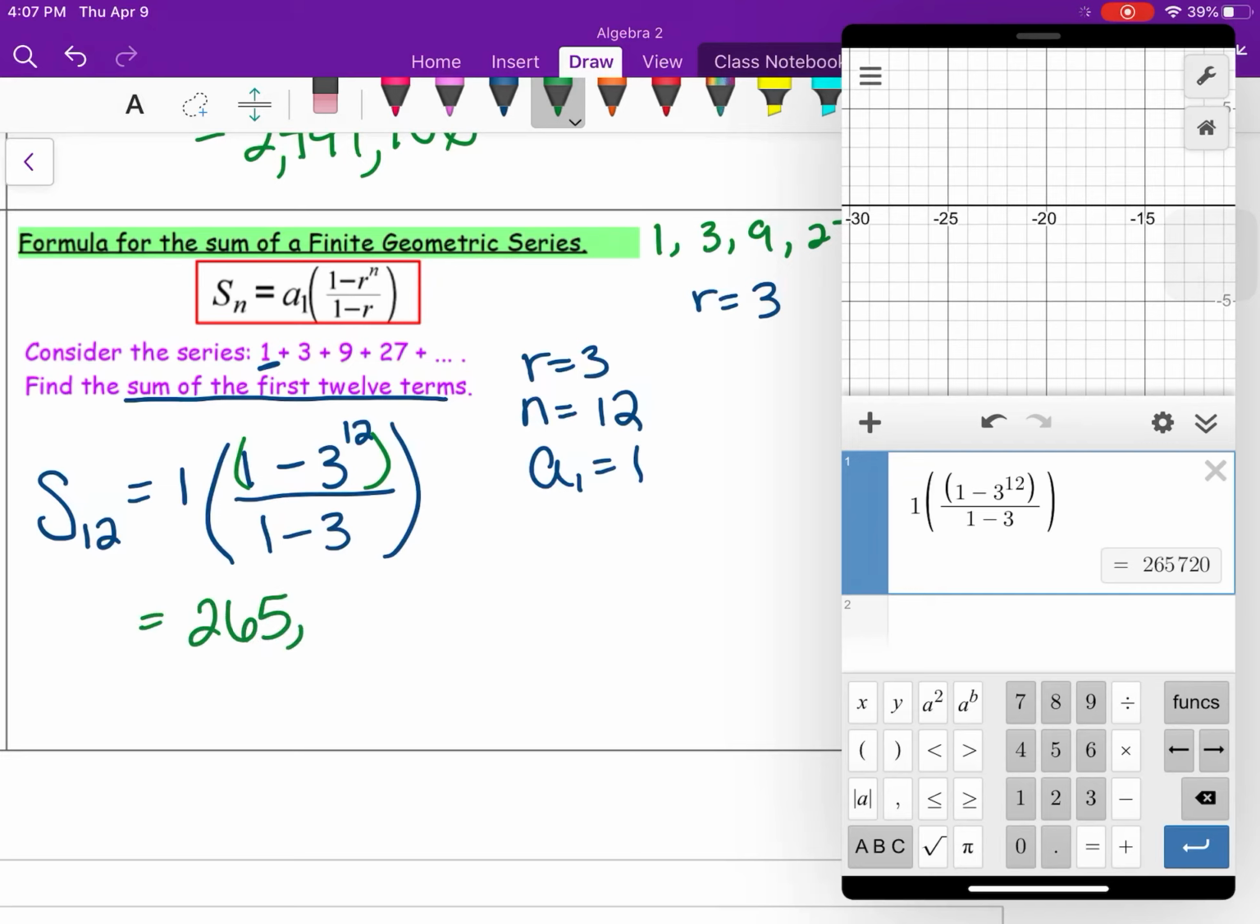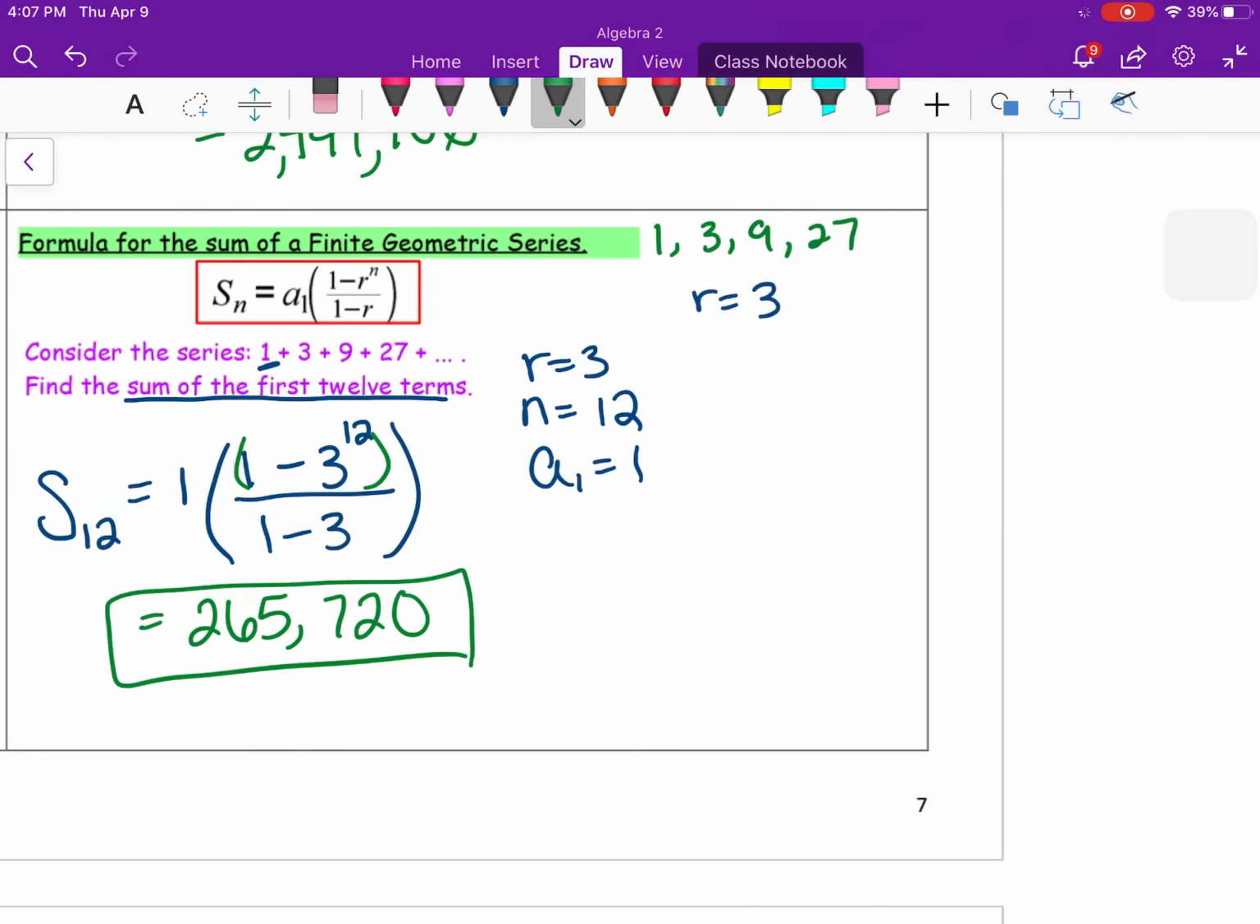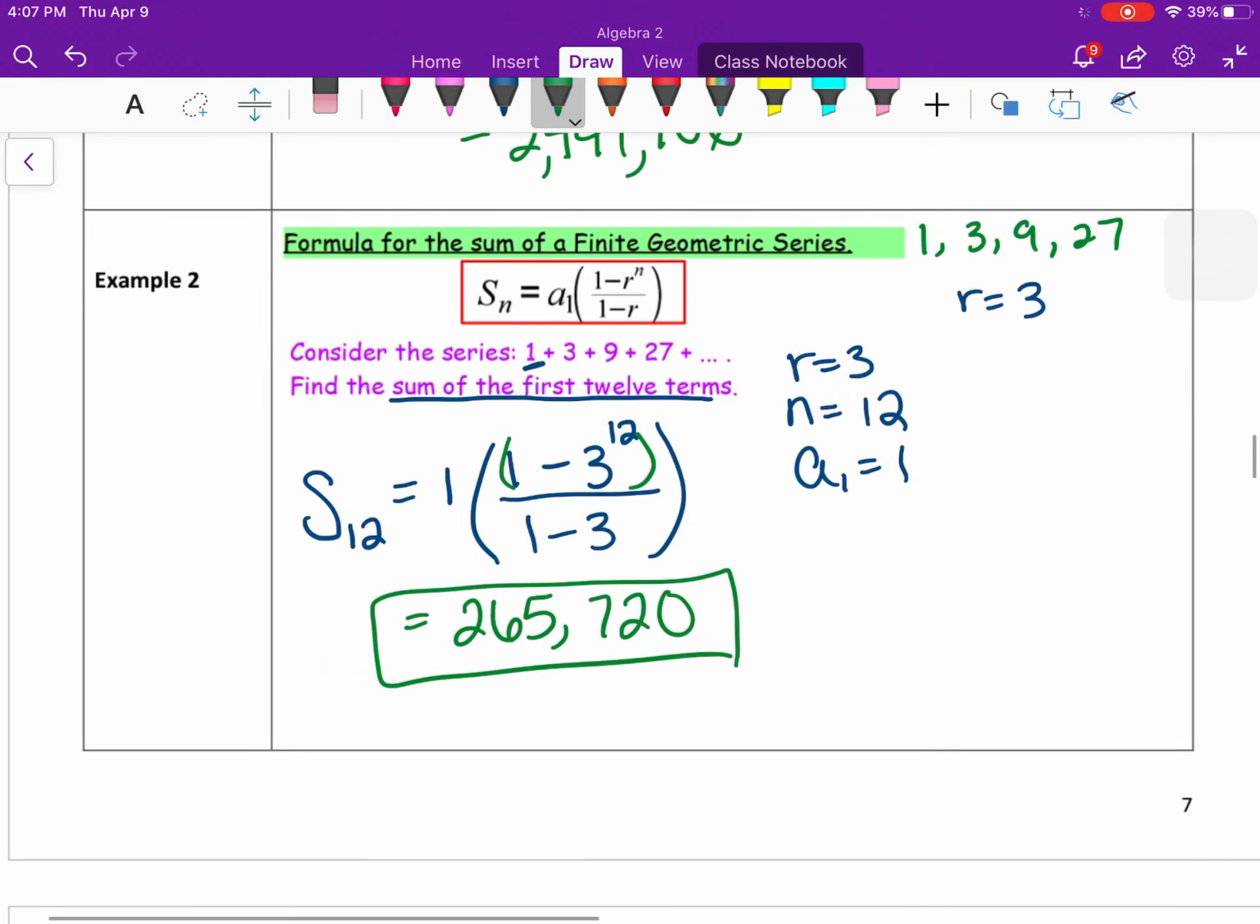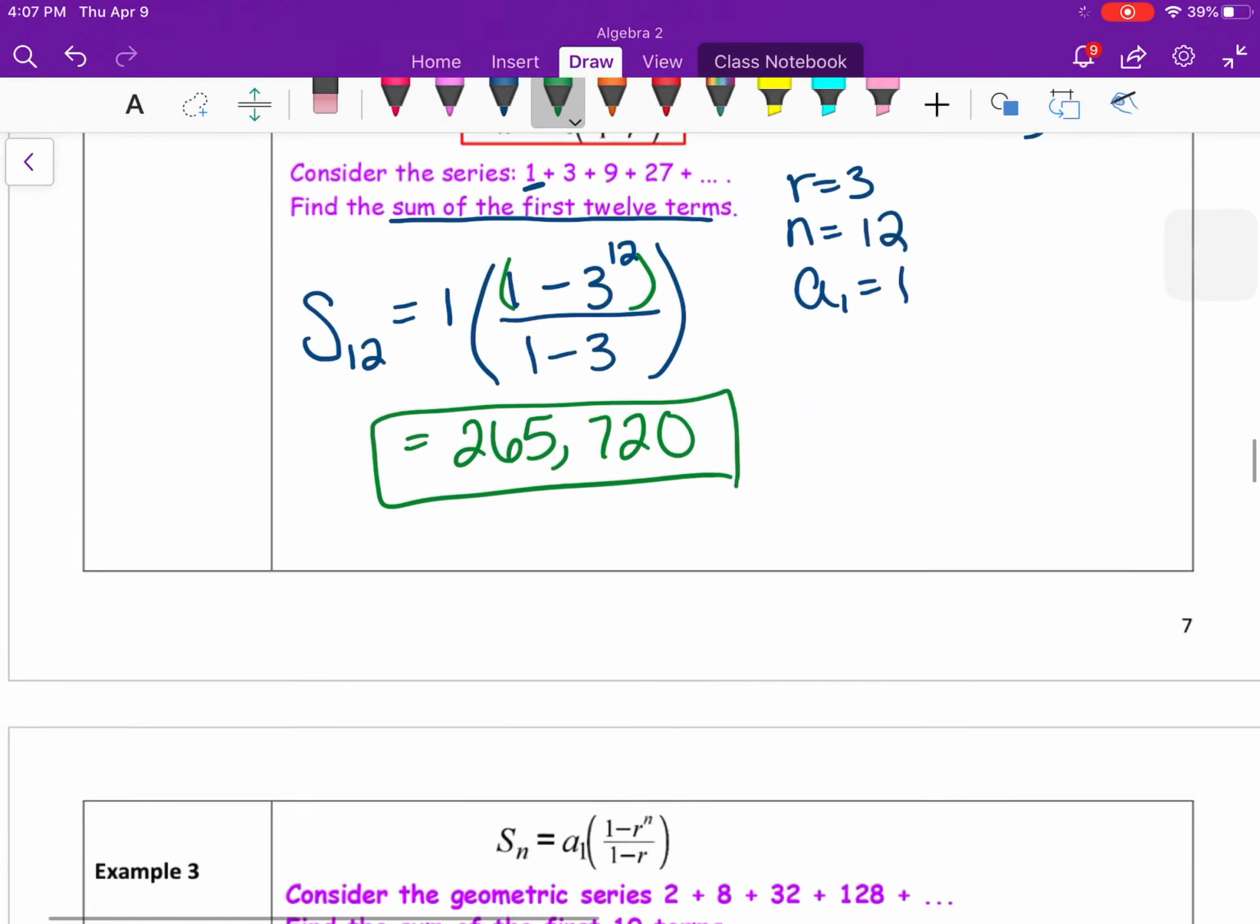So the answer is 265,720. So just use the formula, identify the key pieces, and plug it in.